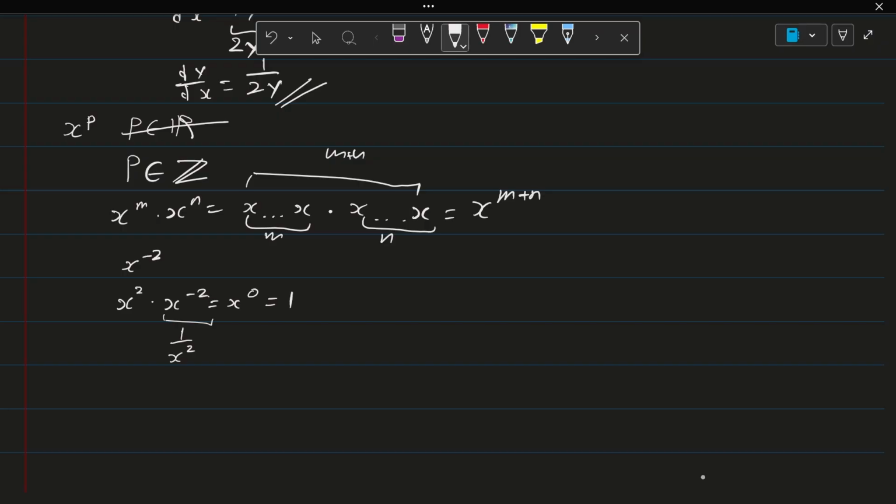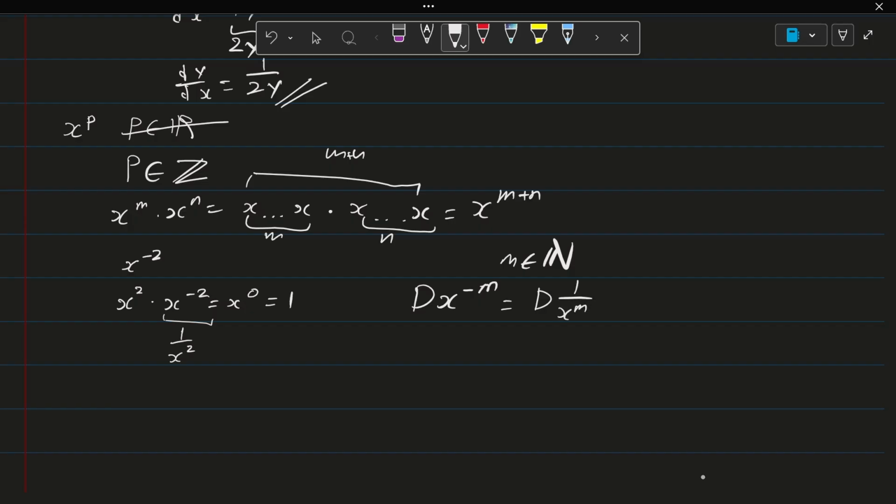And so maybe we should try to figure out what the derivative of x to the power of negative m truly is, when m is an element of the natural numbers. So let's try to solve this straight away. The method that I'm going to use is that we will turn this into the derivative of 1 over x to the power of m.